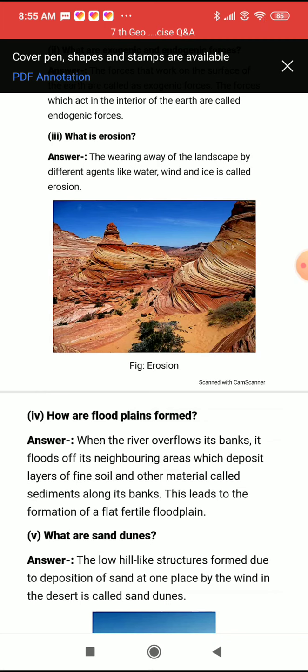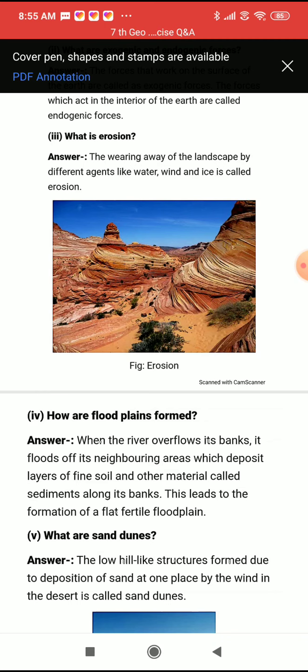It means whatever sediments and materials are with the water of the flood, when they are left behind near the area of that plain, the plains that are formed are known as floodplains. And one more thing, floodplains are very fertile, right?